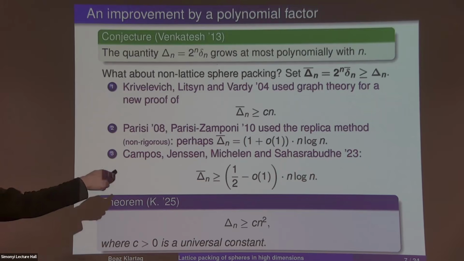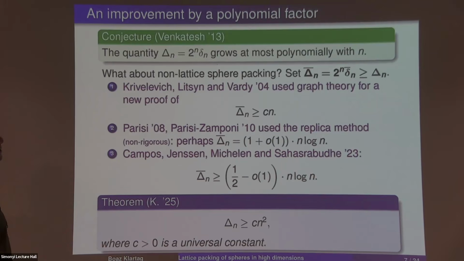Okay. So there was a proof by Krivelevich, Litsyn, and Vardy from 2004. They reproved the bound by Rogers using another method. Then the physicists, Parisi and Zamponi, made investigations using the replica method about packing in high dimensions. The replica method is a highly successful theory in physics, and Parisi got the Nobel Prize for it, but it's a non-rigorous method. Okay, and they wrote quite carefully, but wrote that in some scenario, under some assumptions, you could suspect that delta bar n could be n log n times 1 plus a to the power of 1. But this is just one scenario, and they started.